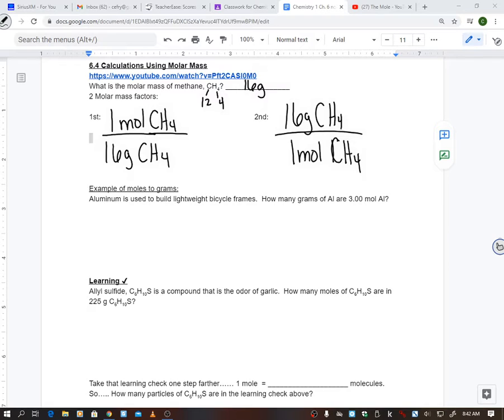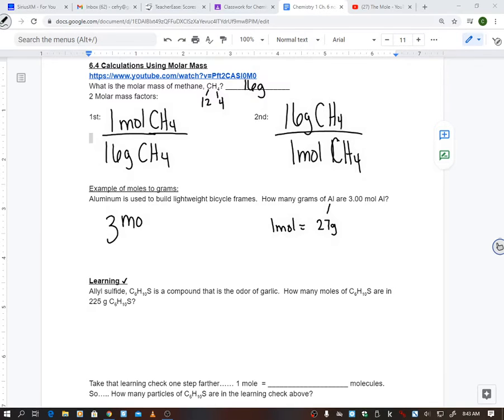So for example, aluminum is used to build lightweight bicycle frames. How many grams of aluminum are 3 moles of aluminum? Well, a lot of people would say, okay, aluminum, if you look on the periodic table, weighs approximately 27 grams. So 1 mole equals 27 grams. So how many grams do 3 moles weigh? A lot of people right away know, hey, I'm going to multiply that. But if you don't know whether you should multiply or divide, or even people that can get this one, as soon as I start throwing larger numbers in there, sometimes they're like, I don't know what I'm supposed to do.